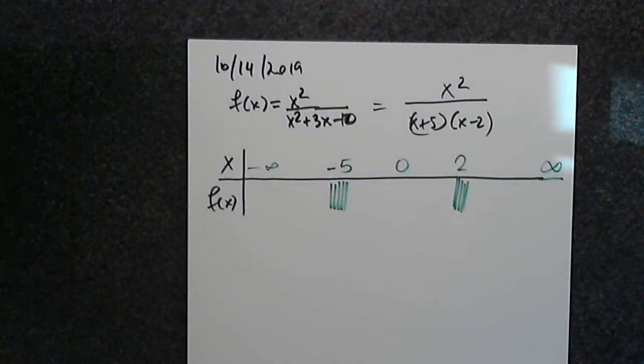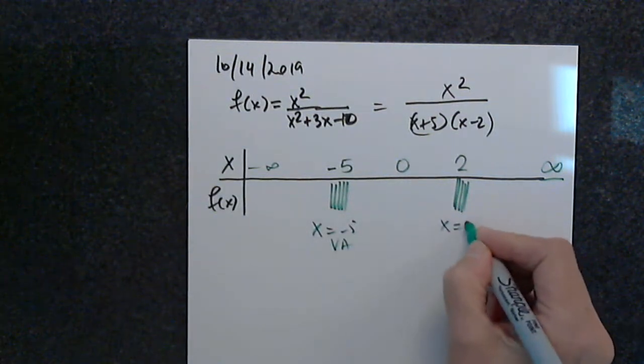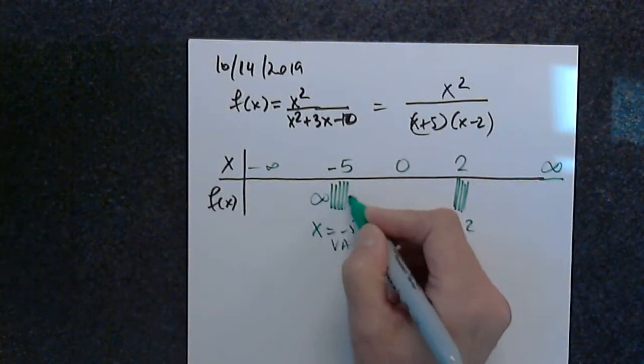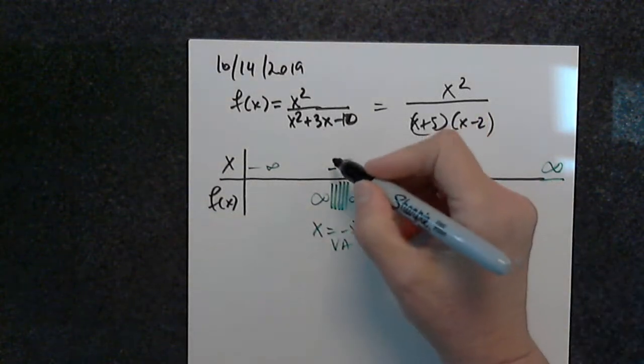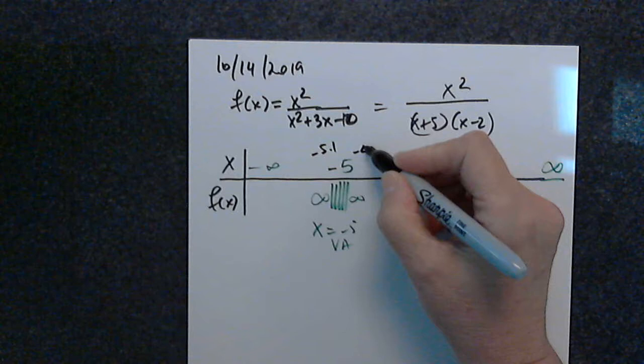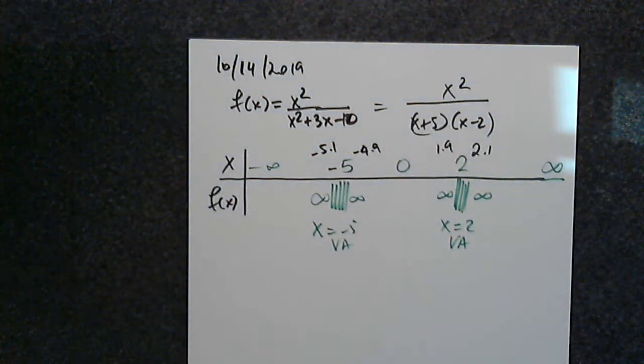Perfect. No factor disappears. I will write immediately, and I will write infinities. But what I don't know is what? What I don't know about infinities is their sign. So let's plug in negative 5.1. I hope you agree with me.